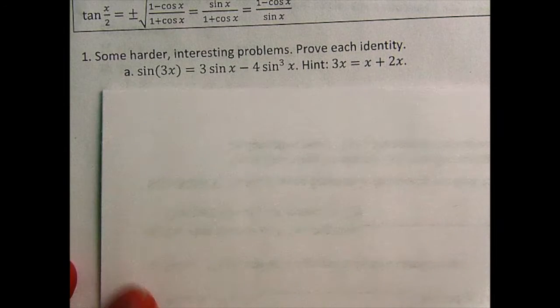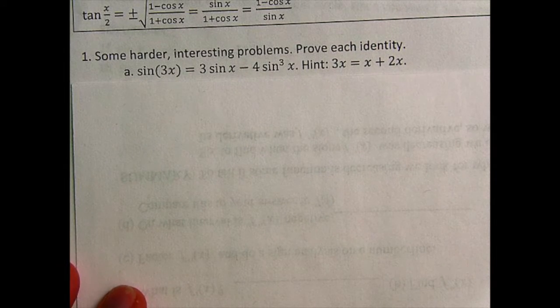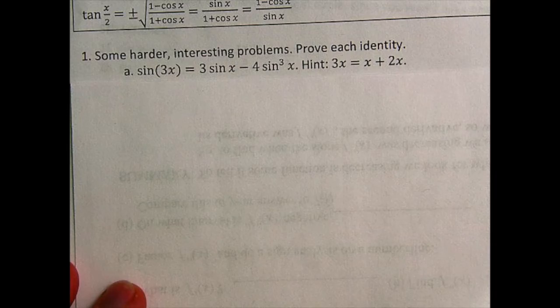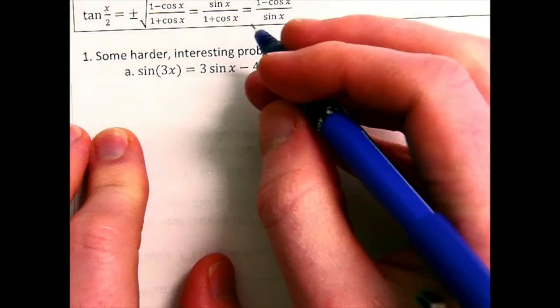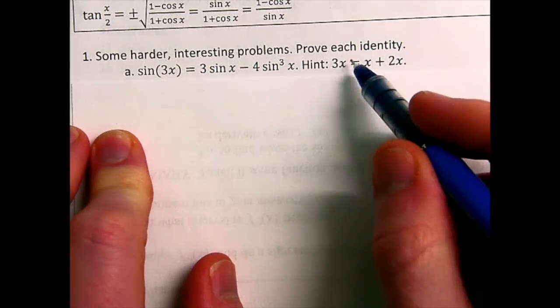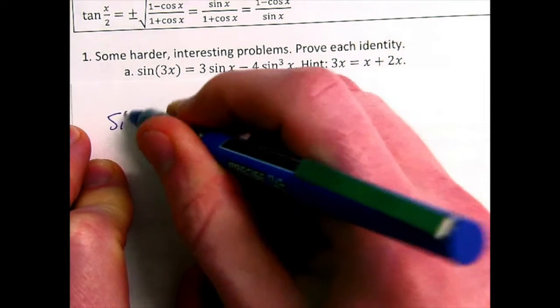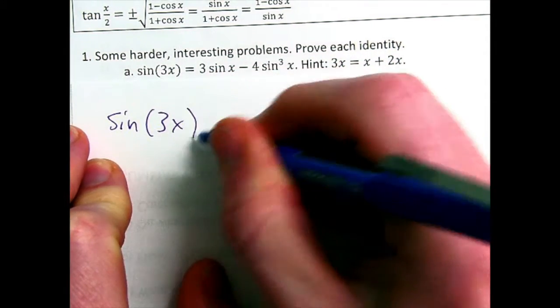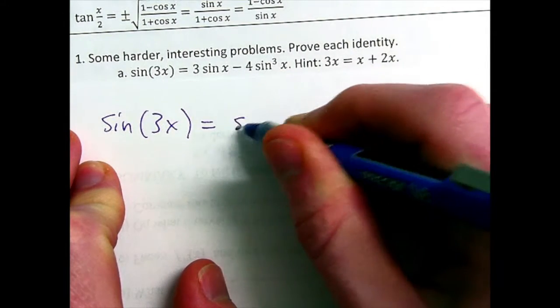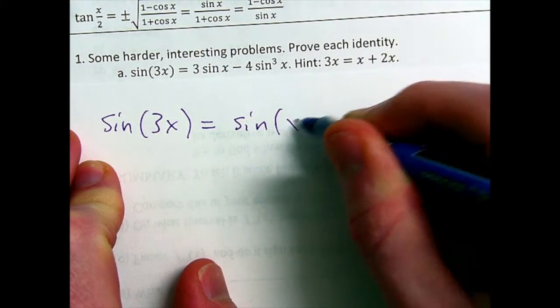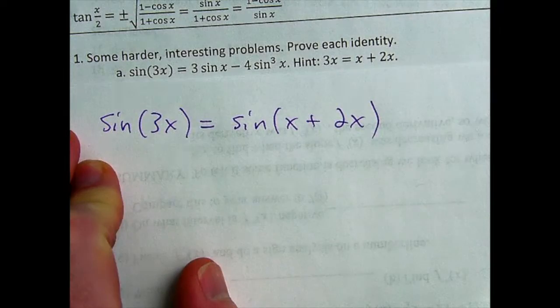The first one says, prove the following identity: sine 3x is equal to this expression. I guess you could call this a triple angle identity, right? I give you a hint. I say to write 3x as x plus 2x. Now, why would you do that? So sine of 3x can be written as sine of x plus 2x.